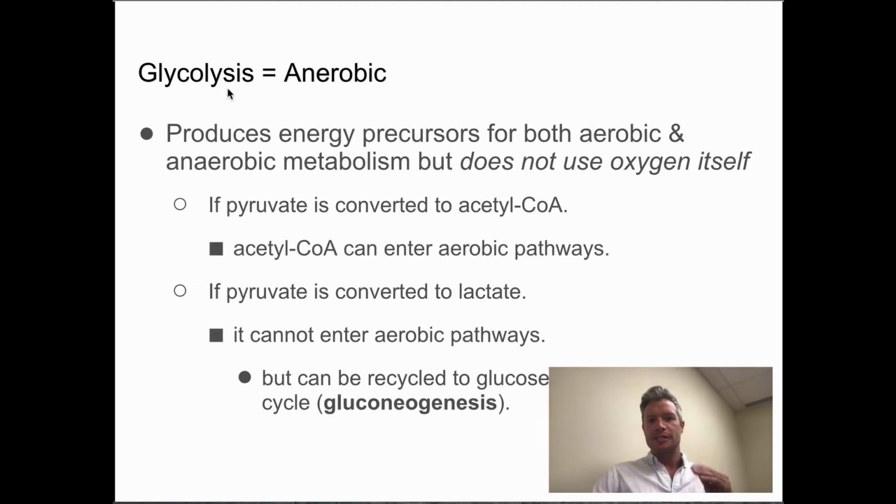So glycolysis, again, to reiterate, is anaerobic. That molecule that I was saying that pyruvate can turn into is called acetyl-CoA. It can enter the aerobic pathway. We'll cover that a bit later on. And again, if it's converted to lactate, well, it's kind of done. It's now not usable for aerobic systems. It actually has to go through this process called the Cori cycle, which involves the liver.